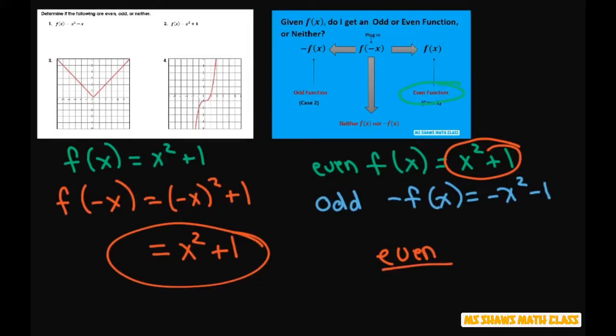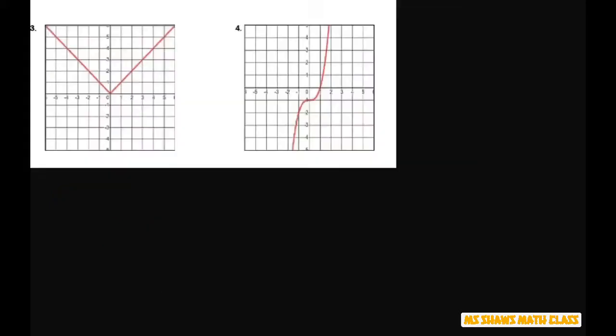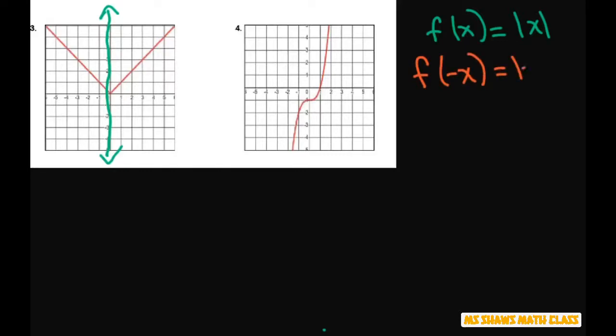All right. Now let's do the graphs. On the graphs, if it's even, it's reflective over the y-axis. This is the absolute value function. f of x equals absolute value of x. Let's go ahead and plug in a negative x. Absolute value of a negative number is a positive number. So that's why it's even. And it reflects over the y-axis.